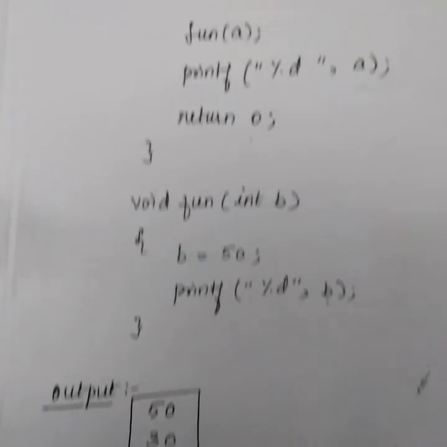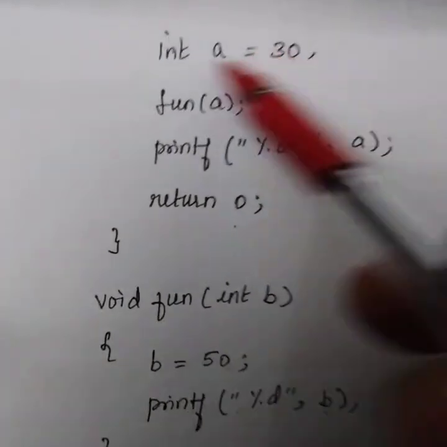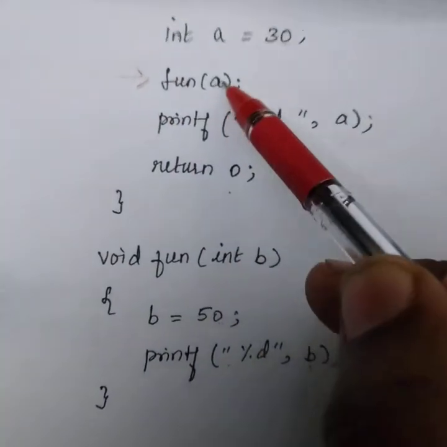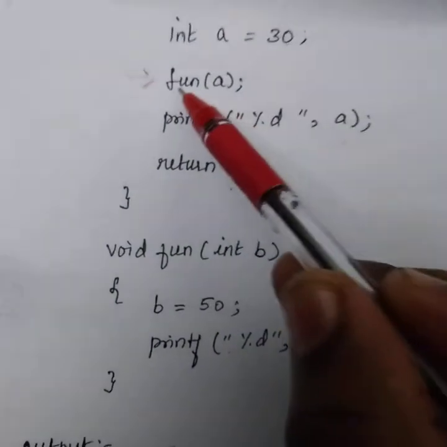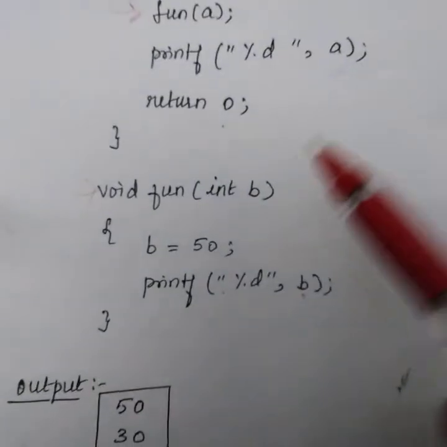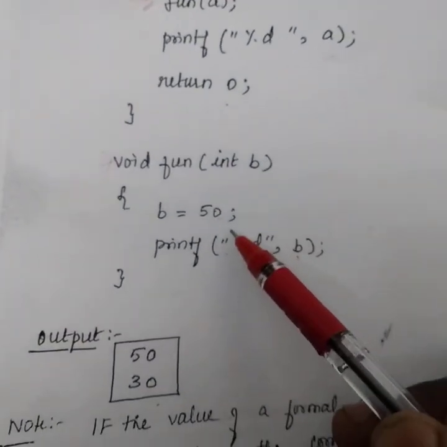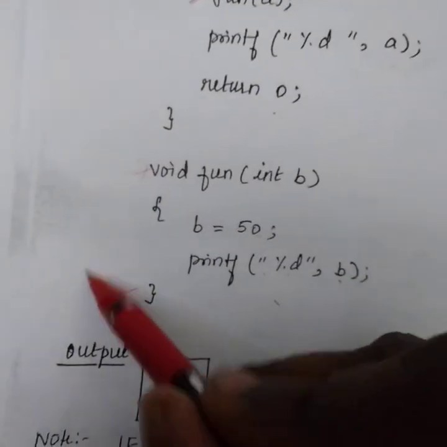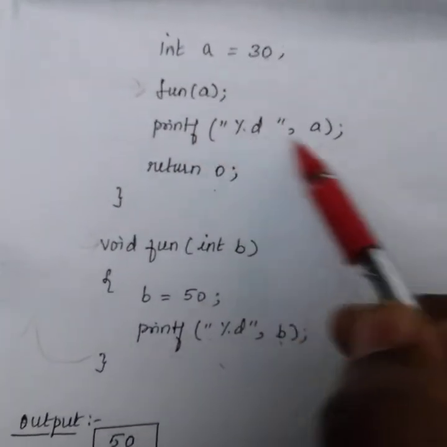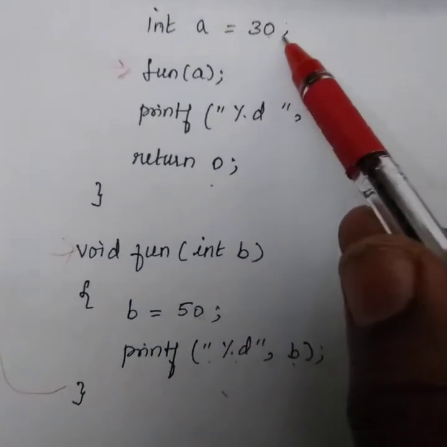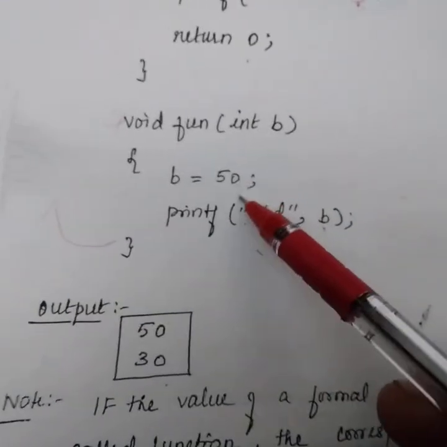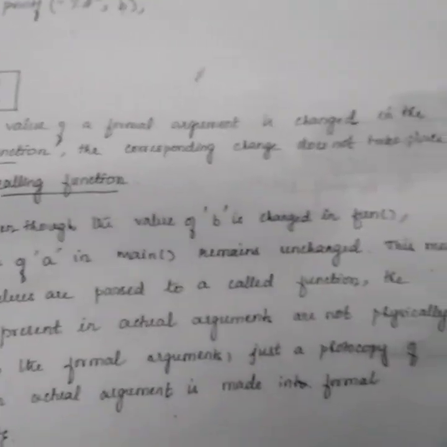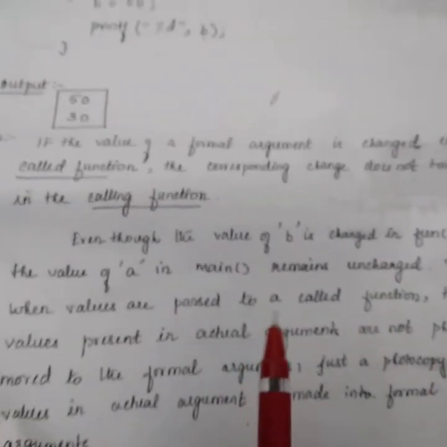How? Because in main function, when this line comes, immediately the control will not pass here. It will go here. So, what are the things inside here will be executed. So, 50 will be printed. Then after that, the control will return to the main. After that, a will be printed. What is the value of a? 30. So, first 50, then 30. Hope you have understood this concept.